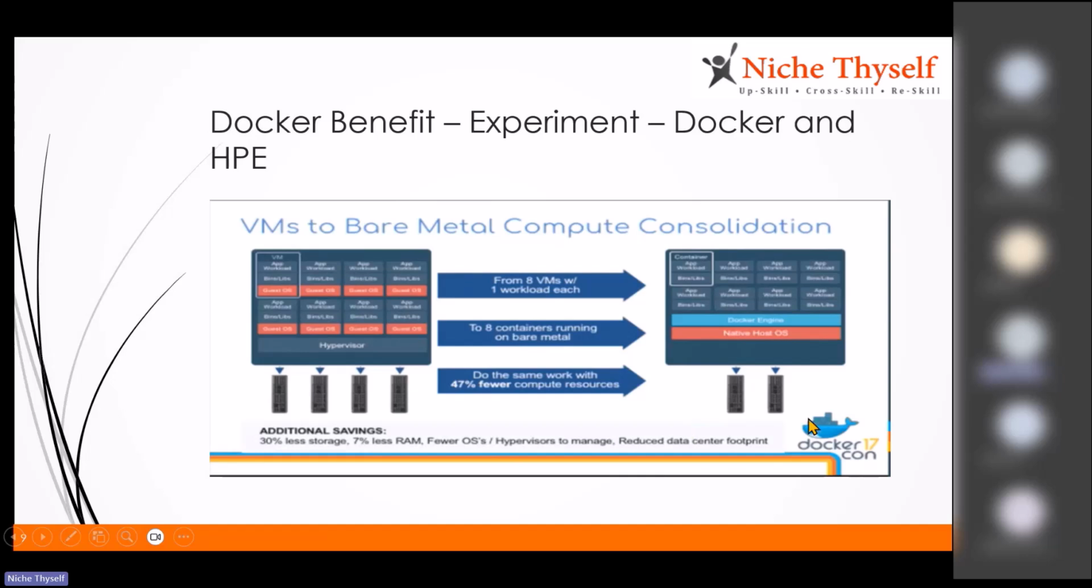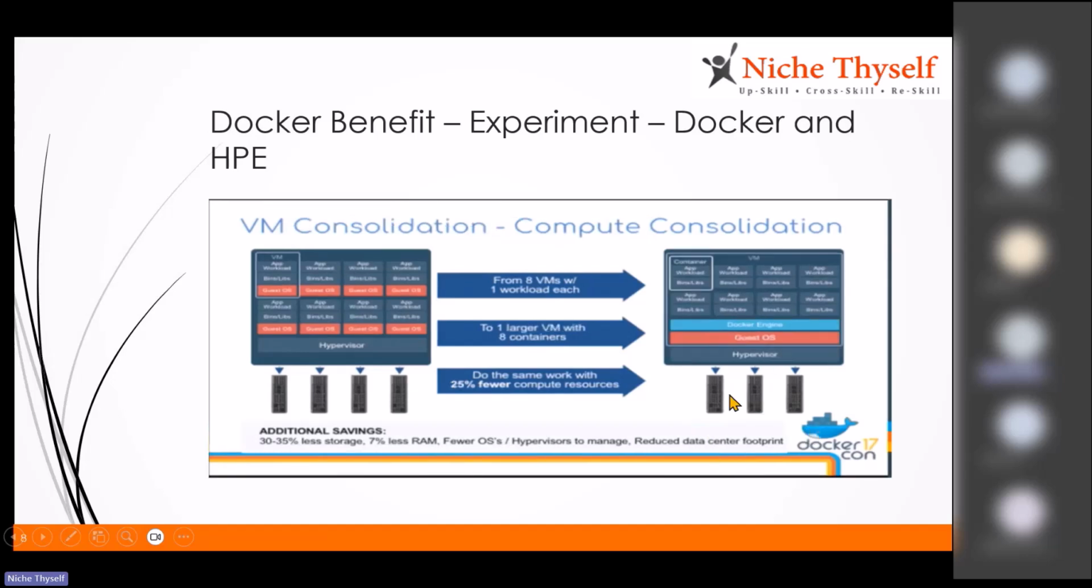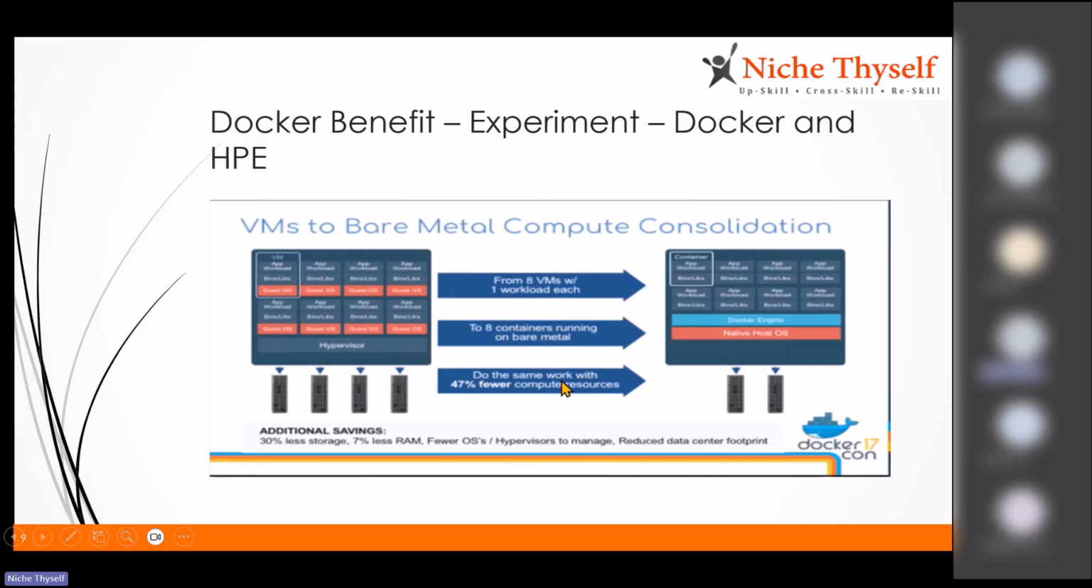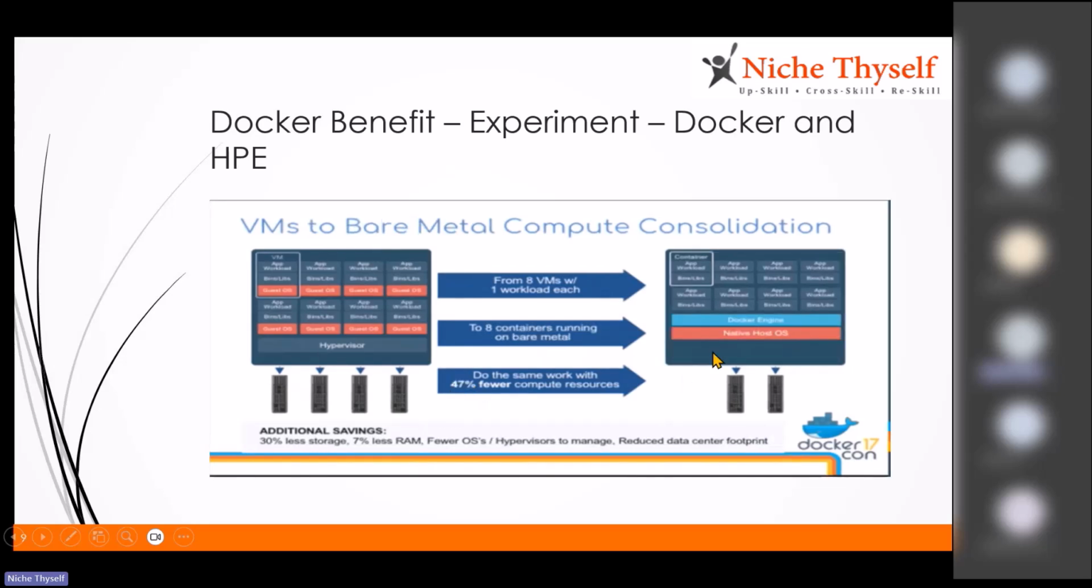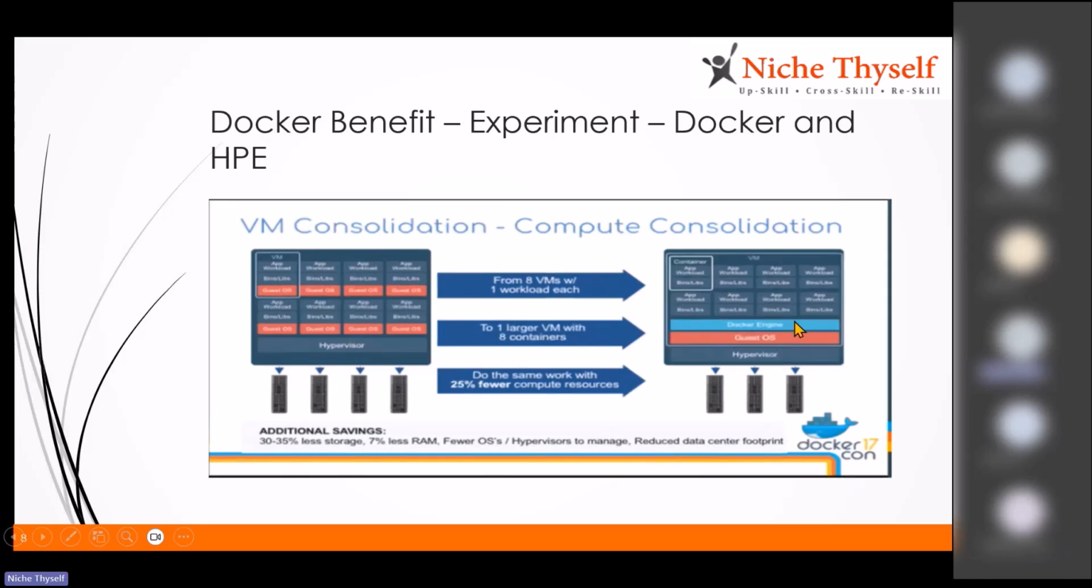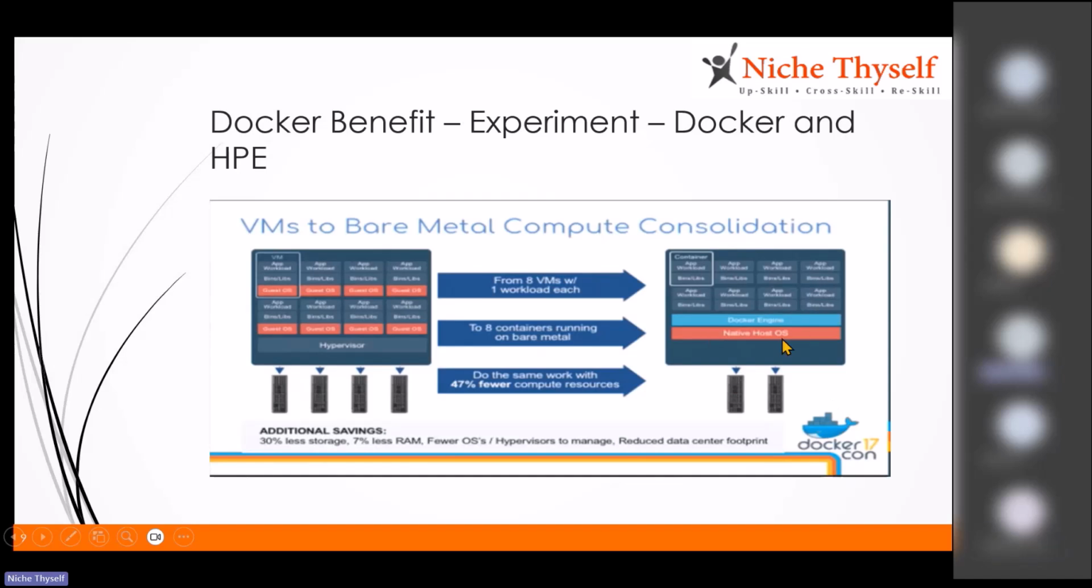And see, when we go for this kind of setup compared to the VM setup, we do the same work with 7% fewer compute resources. In the previous case, it was a 25% saving. Here we have more saving when we deploy this Docker setup on actual bare metal machines. They are more performant, with 30% less storage, 7% less operating system, and there are other benefits. Compared to the VM setup, this bare metal setup is more powerful, with the operating system and then the Docker engine on top.